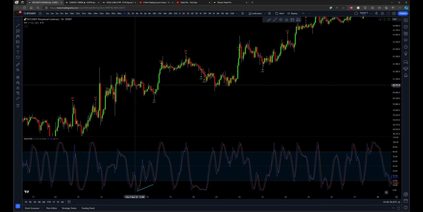So on this pullback here, we're coming to the downside. Our momentum fails to continue making lower lows. So we're making some higher lows here, higher than this lowest point, even though price continues lower. That's great. And then what do we get? We get a swing failure pattern here.